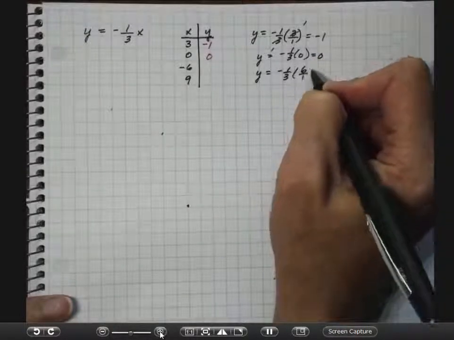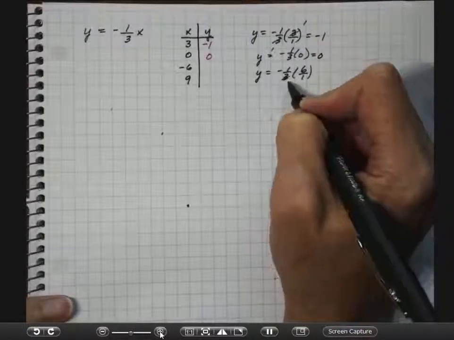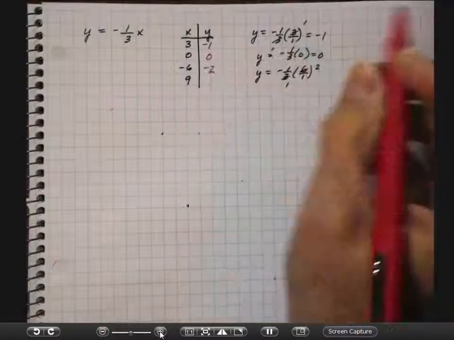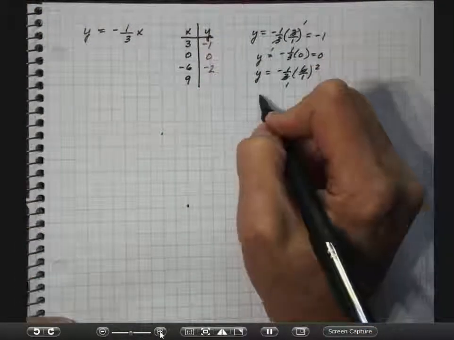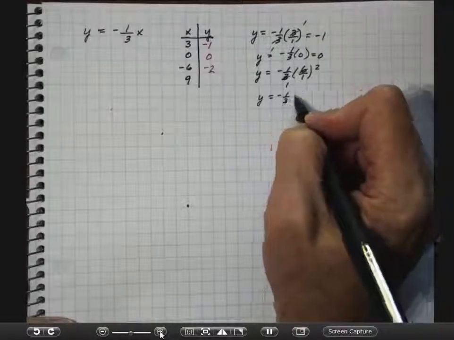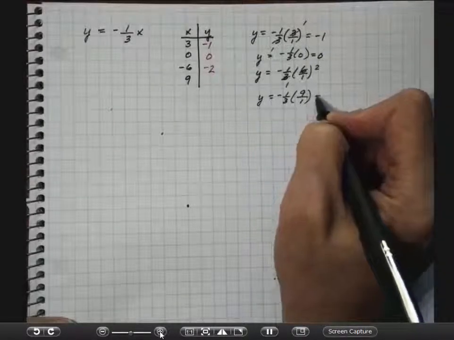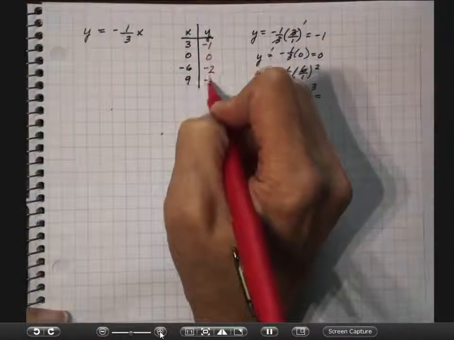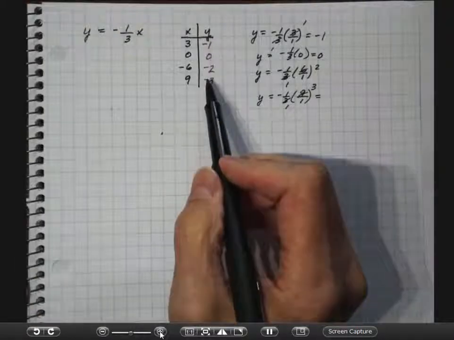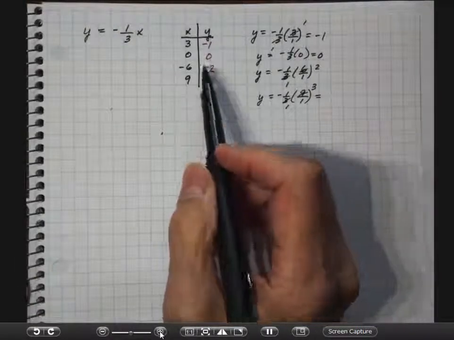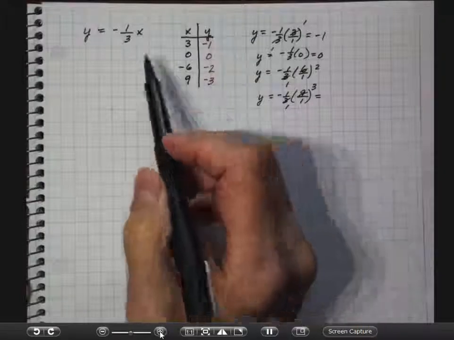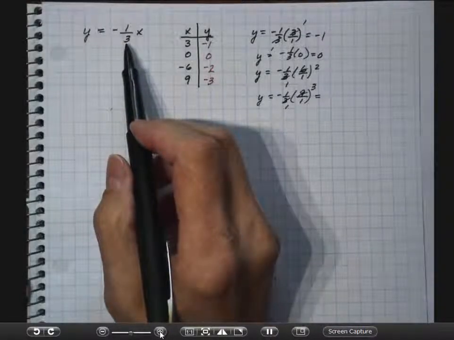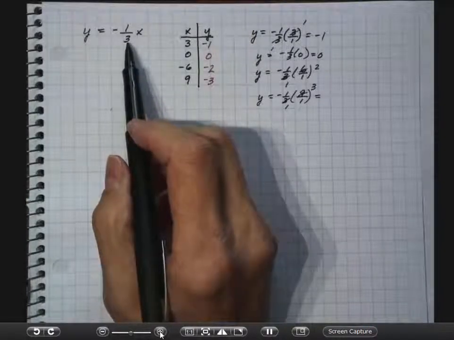Write it as 6 over 1. Cancel out like factors, and you come up with negative 2. And then the last one, y is equal to negative 1/3 times 9, 9 over 1. Cancel like factors, and you end up with negative 3. So we've got some really nice numbers that we've ended up with for y because we picked x values that were multiples of 3. If my denominator was 2, then I would pick multiples of 2. If my denominator was 5, I would pick multiples of 5.